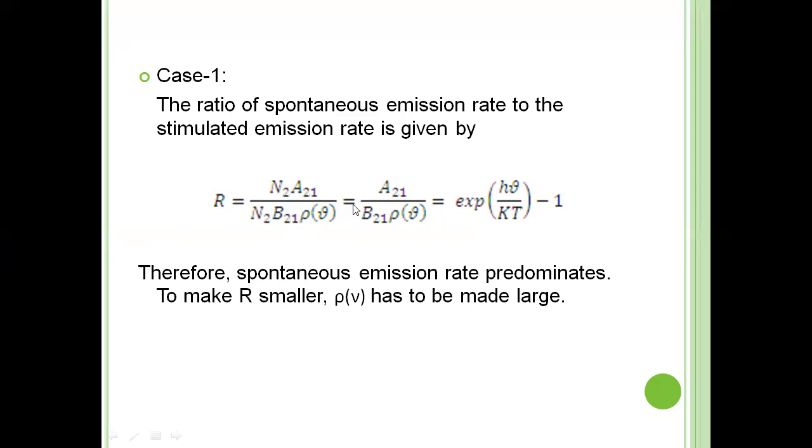as we had taken the ratio of spontaneous emission rate to stimulated emission rate, it is inversely related to rho nu, that is the intensity of incident radiation. So to make the spontaneous emission rate lesser and the stimulated emission rate more predominant, we have to make rho nu a larger value, so that the stimulated emission rate will be higher than the spontaneous emission rate. To get laser output, we need stimulated emissions. So to have more stimulated emissions, the intensity of the incident radiation should be large, then only we will get more stimulated emission rate than spontaneous emission rate.